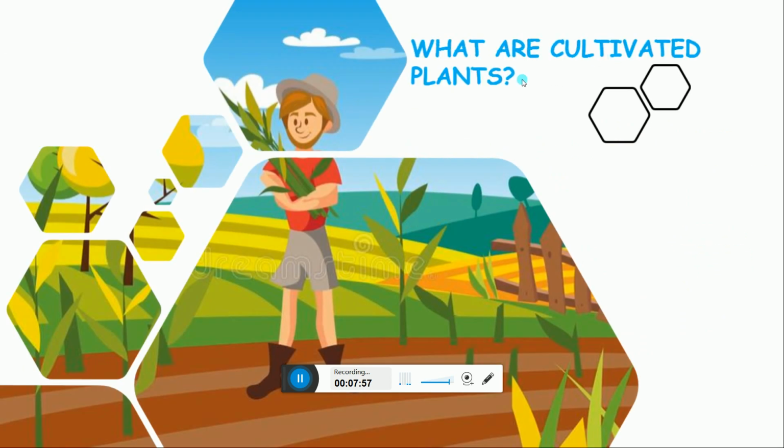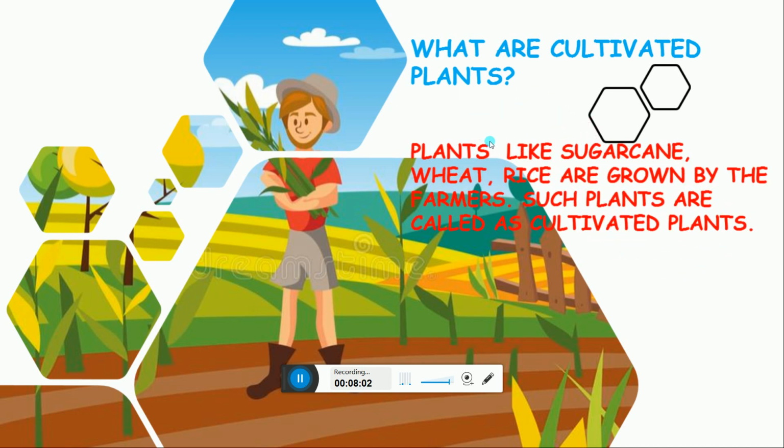Next question is what are cultivated plants? And the answer is plants like sugarcane, wheat, rice are grown by the farmers. Such plants are called cultivated plants. It means the plants which are grown by the farmers are simply called cultivated plants.